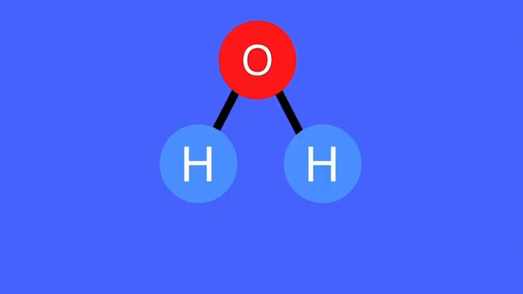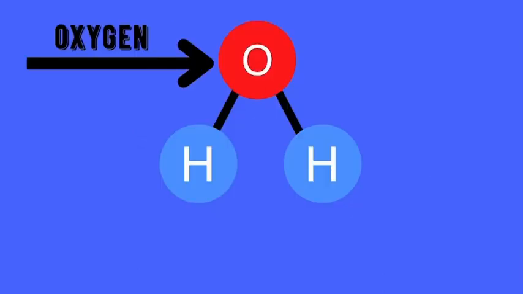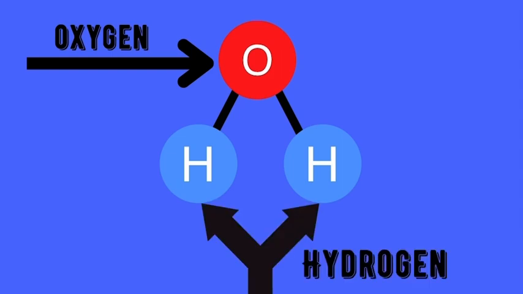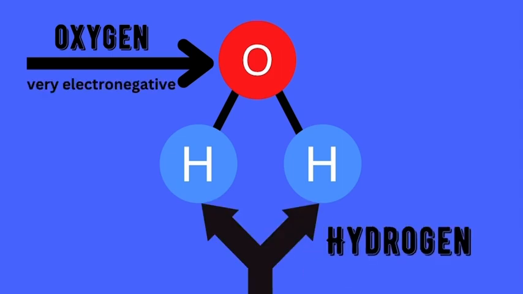Water is composed of three different atoms, one oxygen atom and two hydrogen atoms. Our oxygen here is very electronegative, which basically means it's going to have a strong pull on the electrons within the water molecule. Because this oxygen is holding the electrons a lot more than the hydrogen atom, this is going to form a partially negative charge on the oxygen side and a partially positive charge at the hydrogen side.